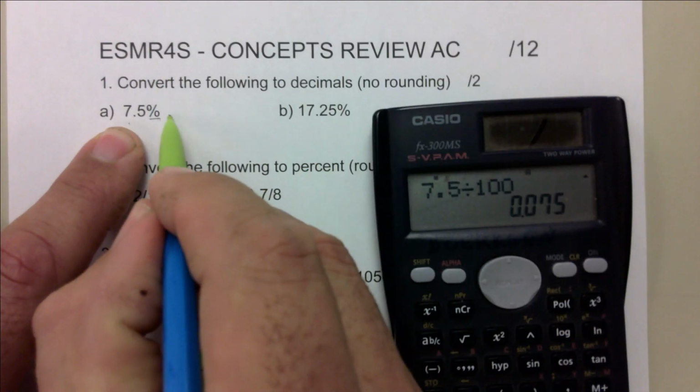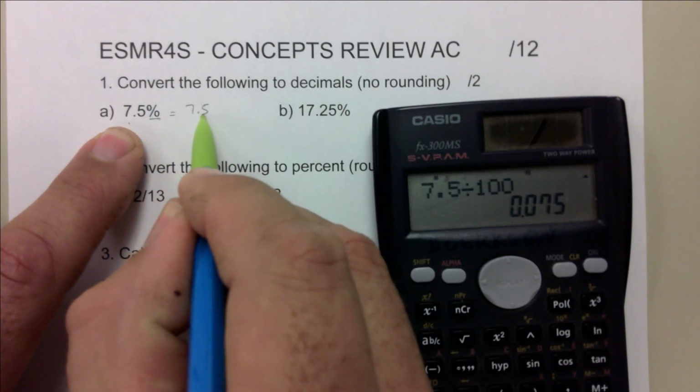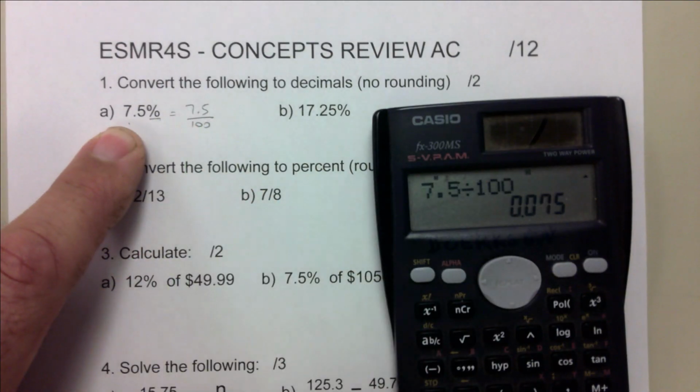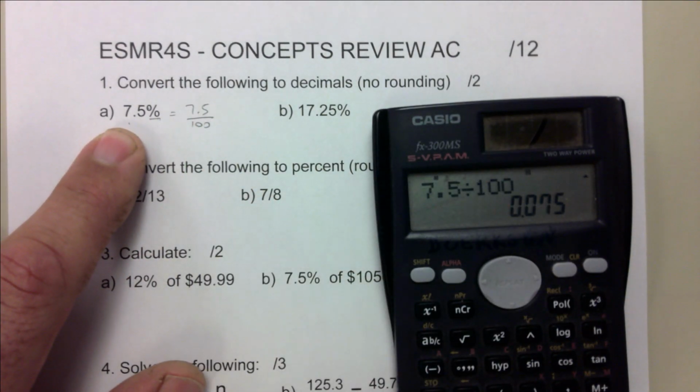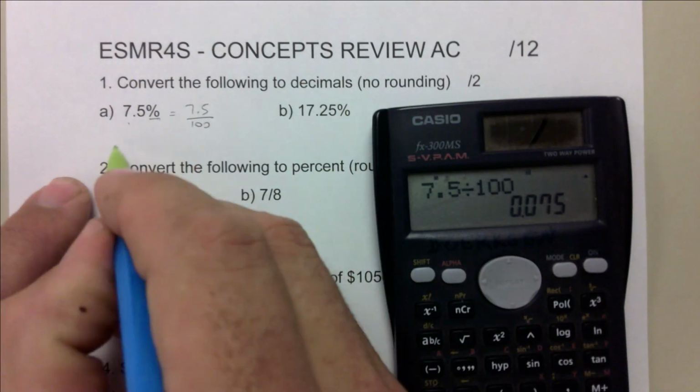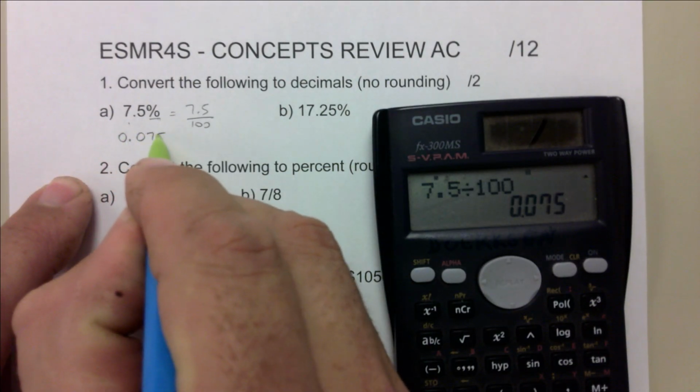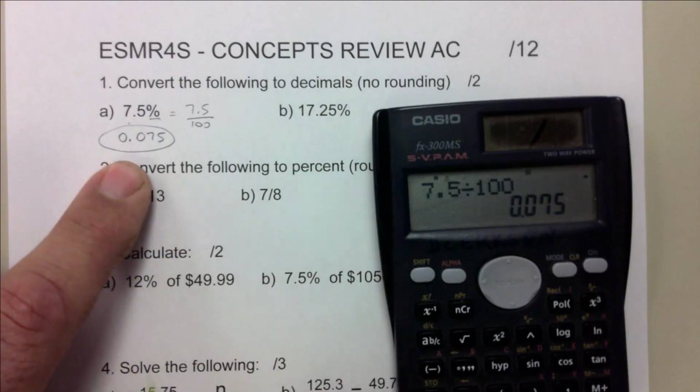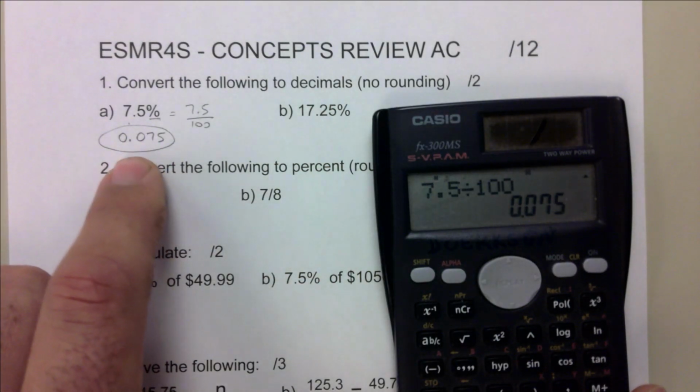Because 7.5% is really 7.5 over 100, right? Always think of that number as a fraction over 100. So if you divide it, you get 0.075. So this is what I would want there. You get a mark for having that there.